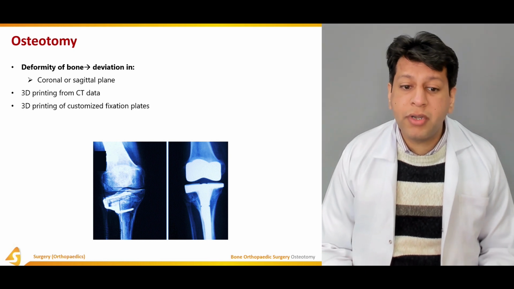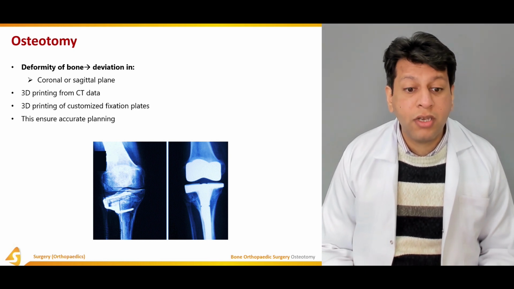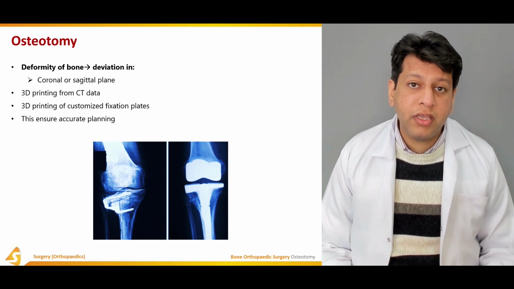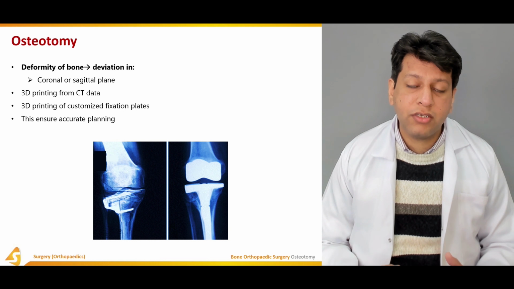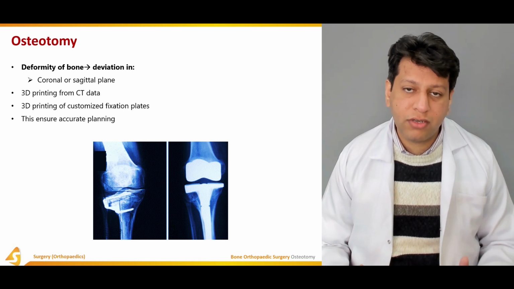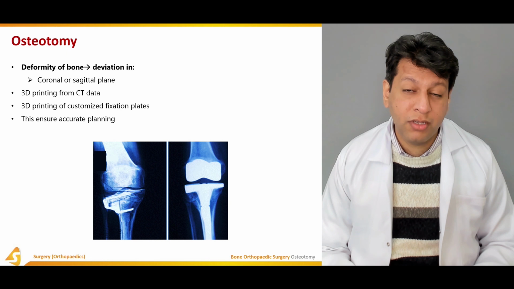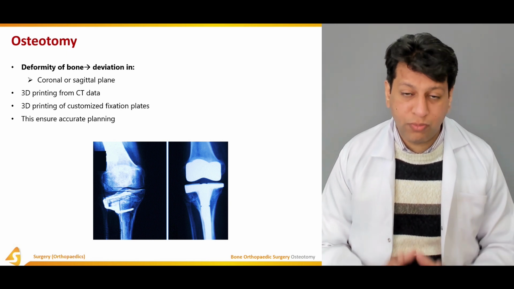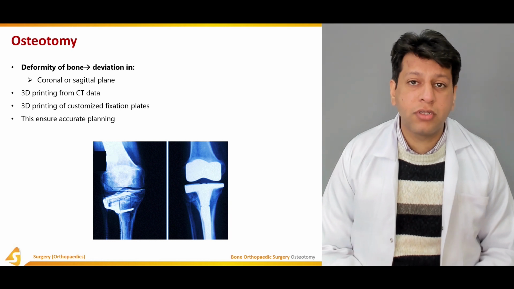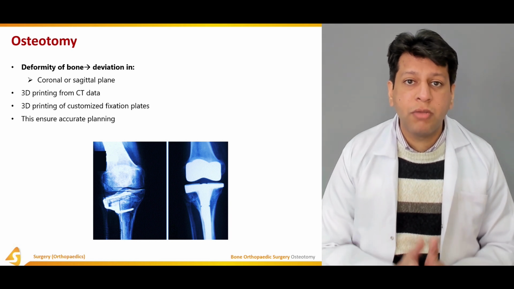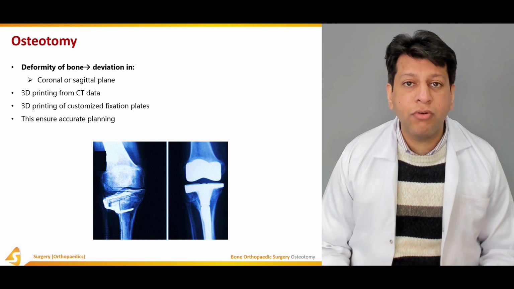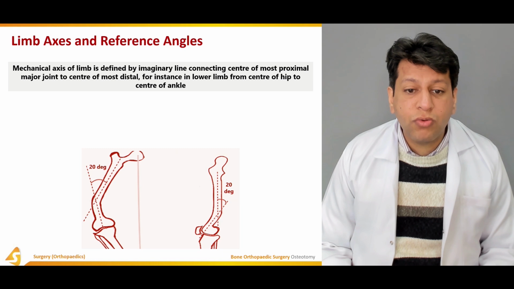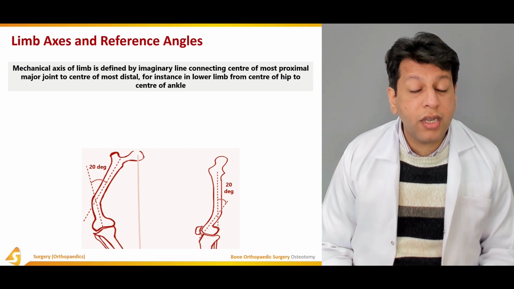We can use 3D printing for customized fixation plates as well. This ensures accurate planning, because operatively, even a slight variation, if we distract the bone too much or overcorrect the bone, can lead to disastrous complications such as neurovascular injury. So we have to be very meticulous about the planning of what we are going to do before we undergo surgery. So limb axis and reference angles are important in the lower limb.